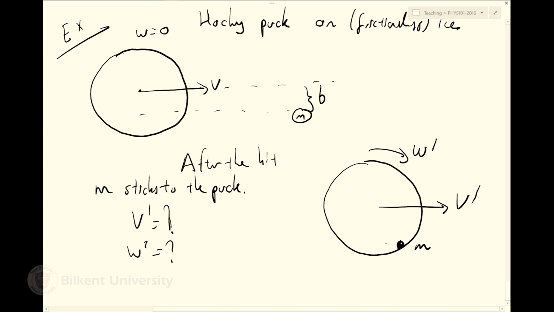So after the small mass is attached to the puck, it will change its velocity. It's also going to change its rotation. It will start rotating around itself, right? So I'd like to calculate both of these quantities. Now, let's be very careful. I'm actually not asking for the velocity of the center, but I'm actually asking for the velocity of the center of mass of the full system.